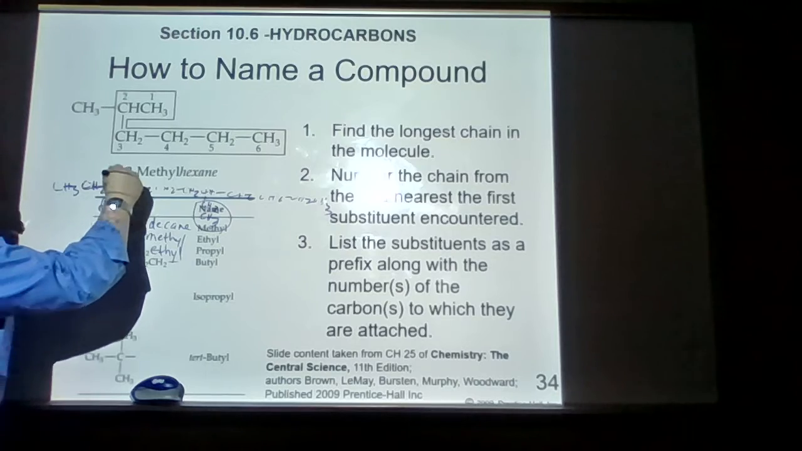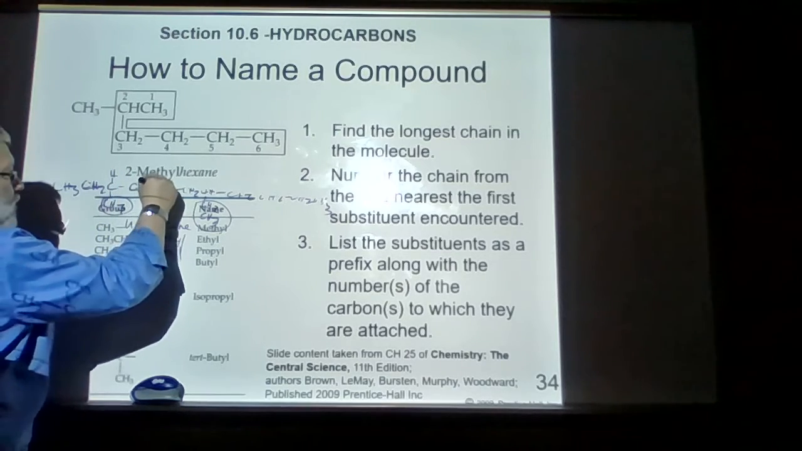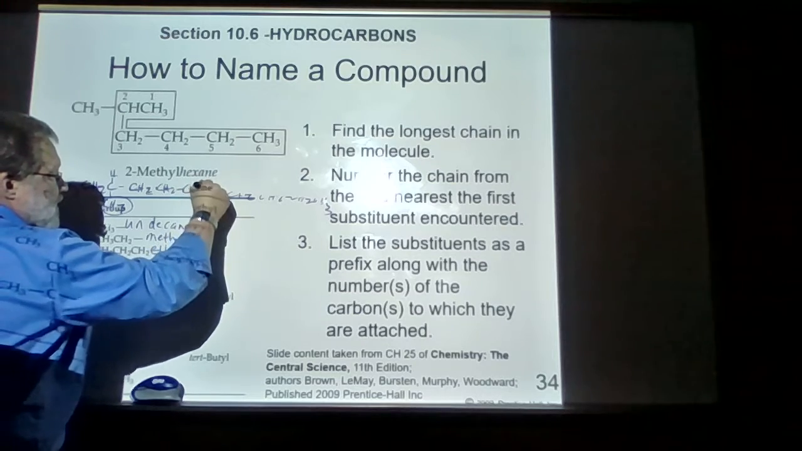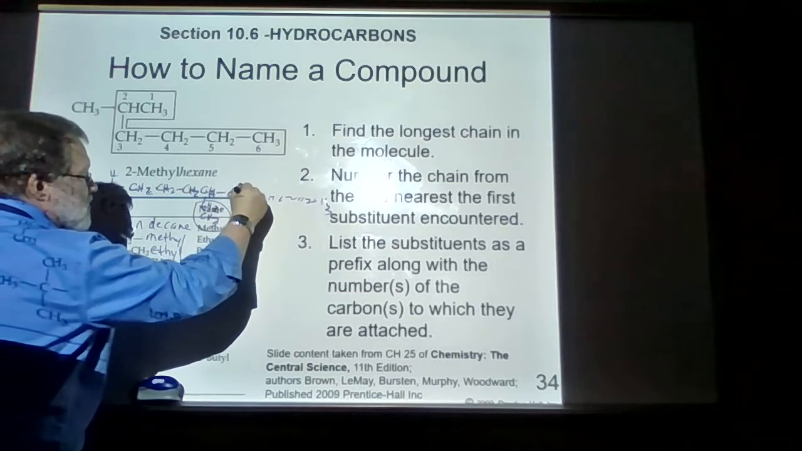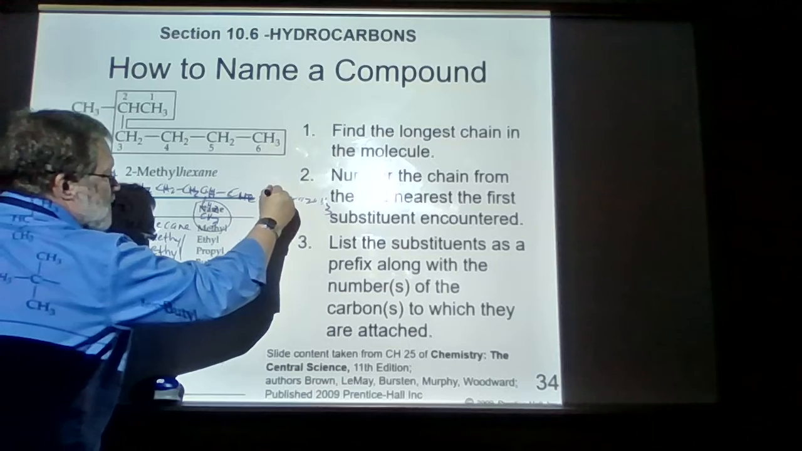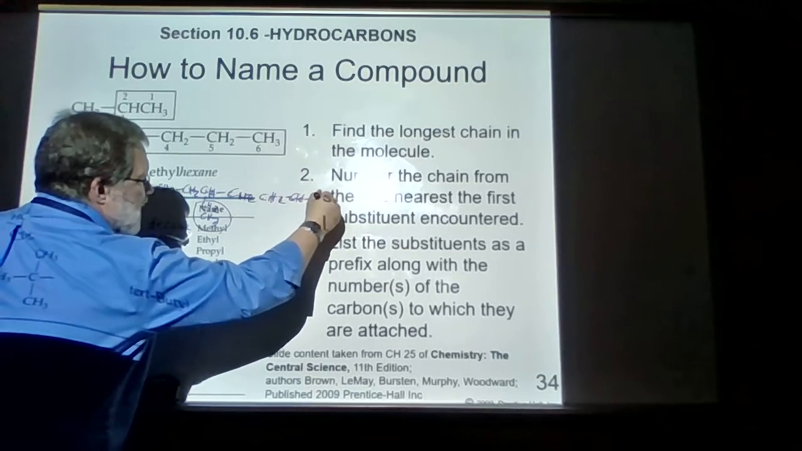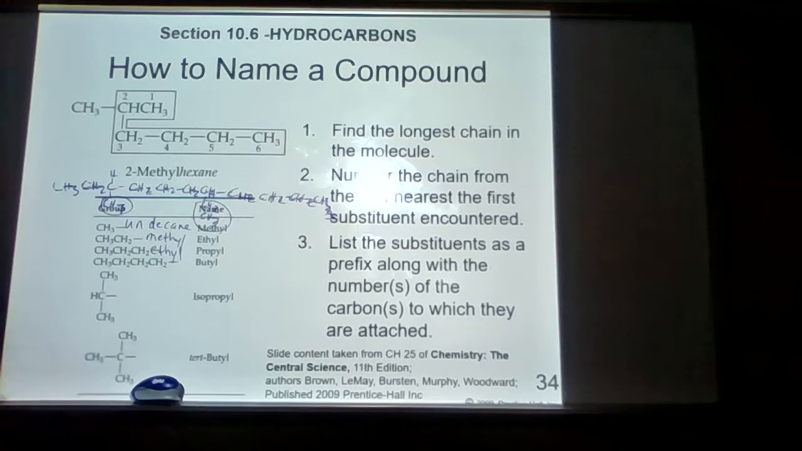CH2, CH2, CH2, CH2, CH, CH2, CH2, CH2, CH3. Okay, we have 11 carbons.